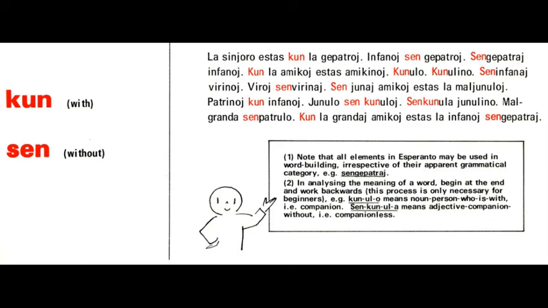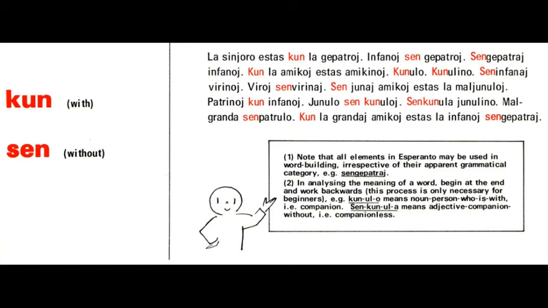Kunulo. One who is with a companion. Kunulino. A female companion. Sen infanai virinoi. Childless women. Viroi sen virinai. Womanless men. Sen junai amicoi estas la maljunuloj. The old people are without young friends.